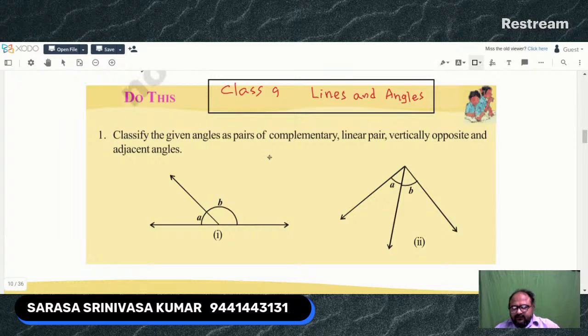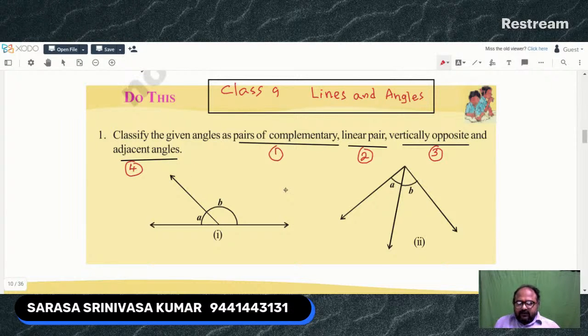Classify the given angles as pair of complementary, linear pair, vertically opposite and adjacent angles. Here, four types of angles are given. The first one is complementary angles. Second one is linear pair. Third is vertically opposite angles. And fourth, adjacent angles.